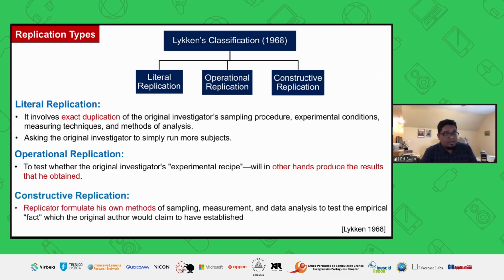The third one is constructive replication. It means the replicator formulates his own method of sampling, measurement, and data analysis to investigate whether the prior finding is established or not. That means he investigates prior theories and research questions that are already established, using his own method. That is classified as constructive replication.